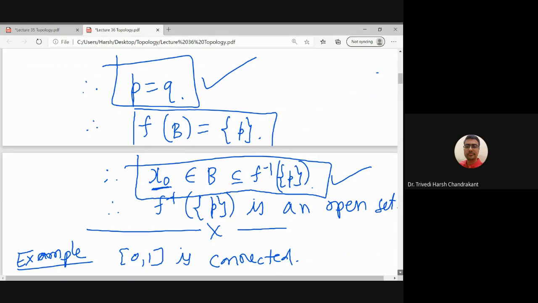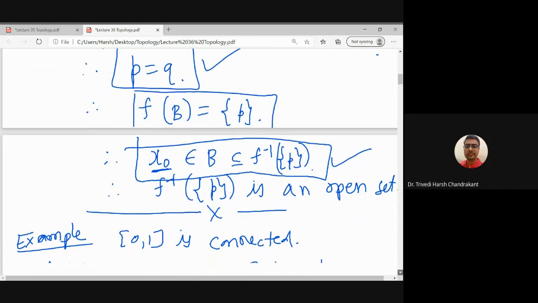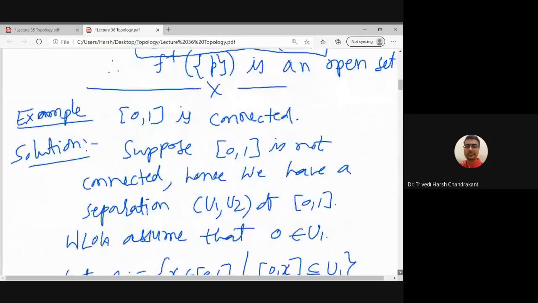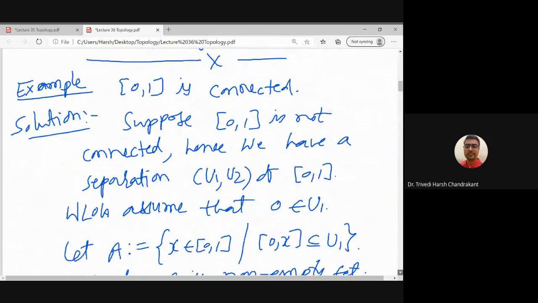So in all the examples which we have discussed, we use some of the basic results. So let us try to prove those results. So the first result which we use several times is that the closed interval 0, 1 is a connected subset of R. So if you have not seen this proof, then let us discuss it now.